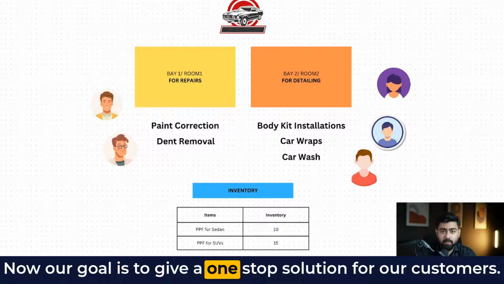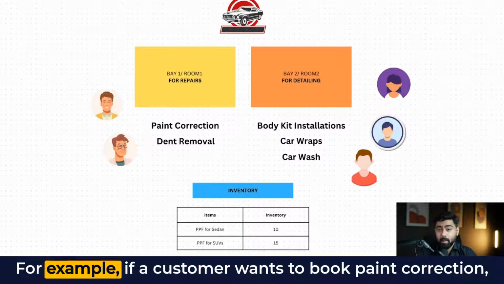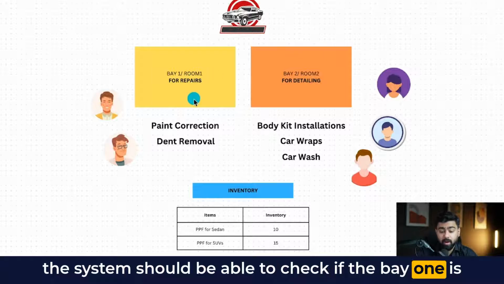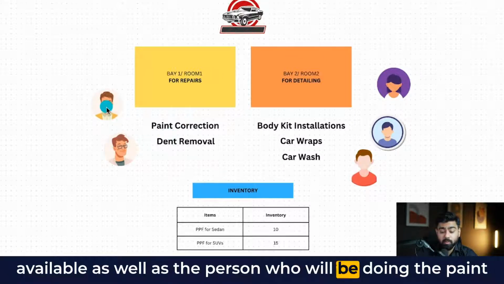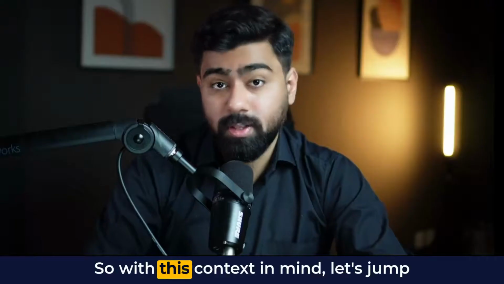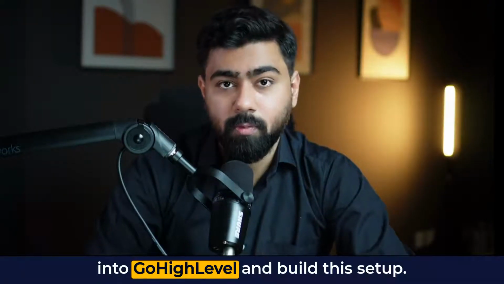Now our goal is to give a one-stop solution for our customers. For example, if a customer wants to book paint correction, the system should be able to check if the bay 1 is available, as well as the person who will be doing the paint correction, and then give the slots based on the availability. So with this context in mind, let's jump into GoHighLevel and build this setup.